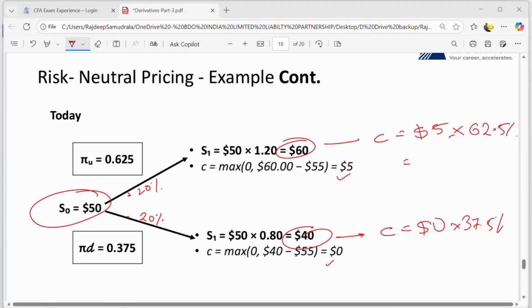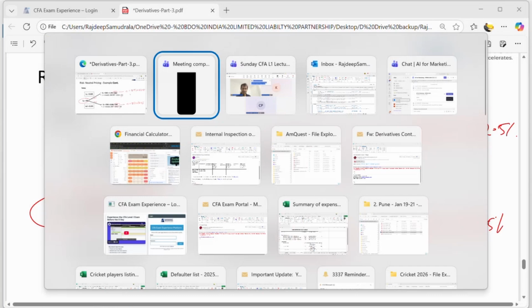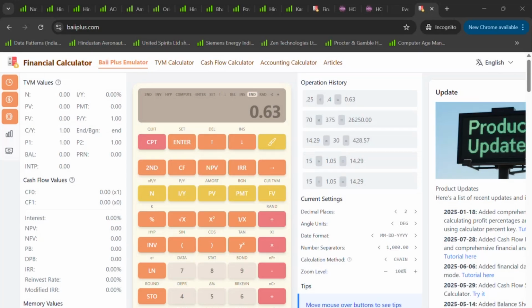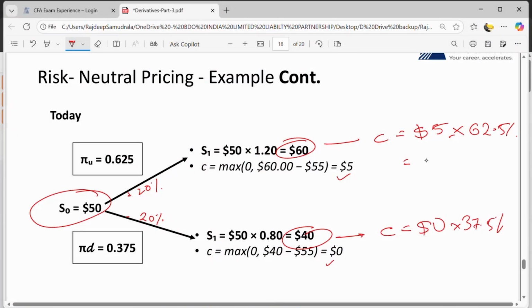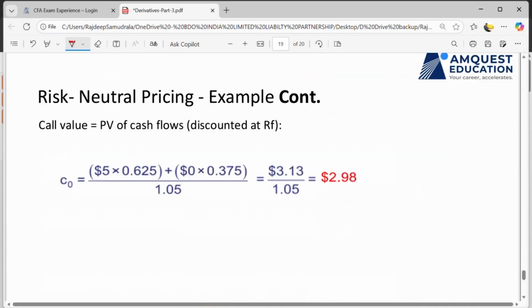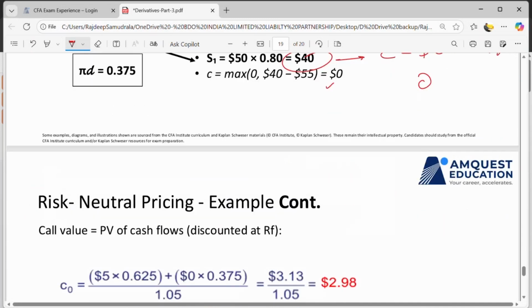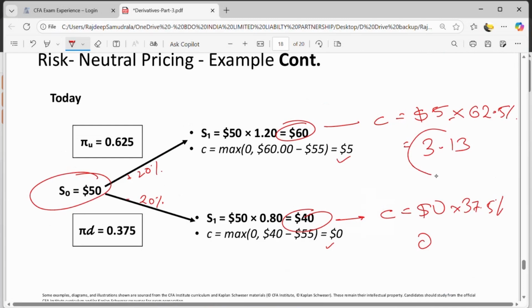So now do this. 5 into 62.5%, 3.13. Correct? Got the answer? And here it is 0. So can I conclude that the value is $3.13? Correct?